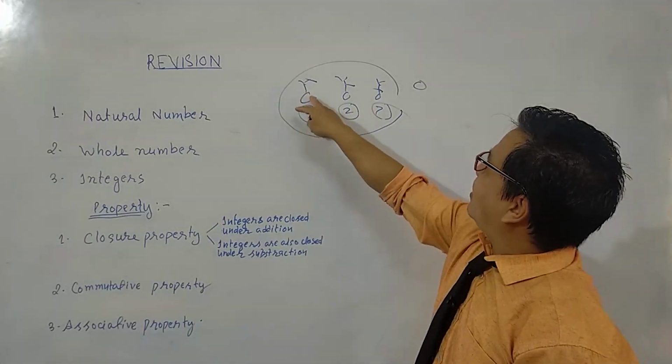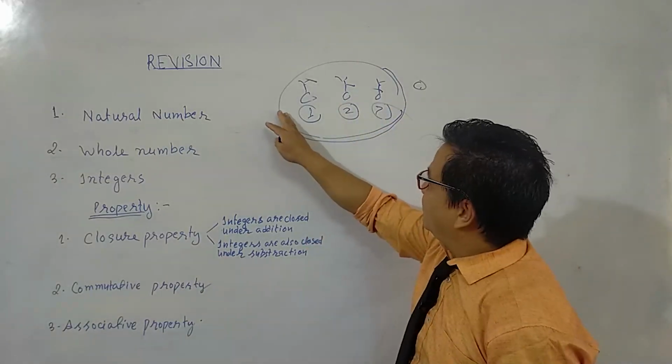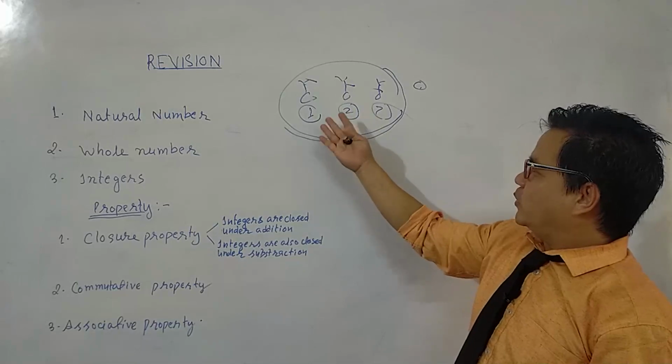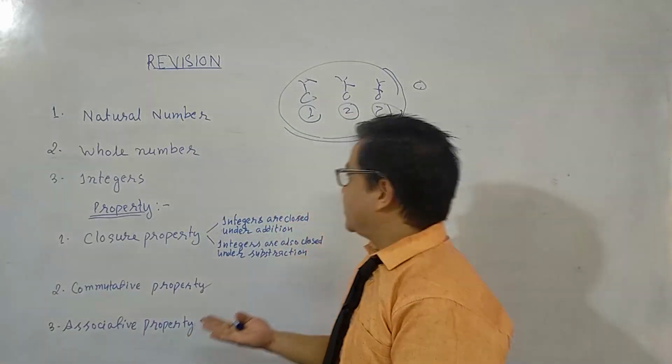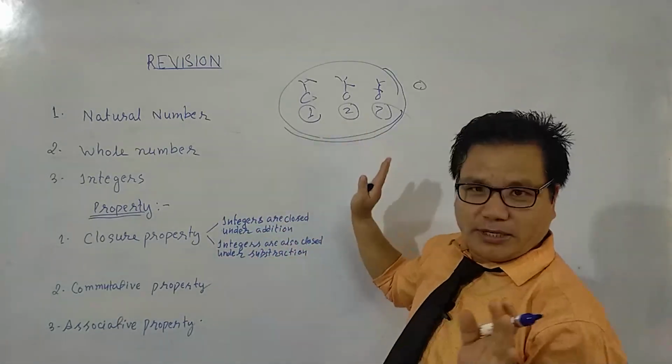How many apples are there? 1, 2, 3. We don't need the 0 because 3 apples are there, and when we count, also 3. So this is a counting number, and obviously these are natural numbers. Natural number is nothing but a counting number.